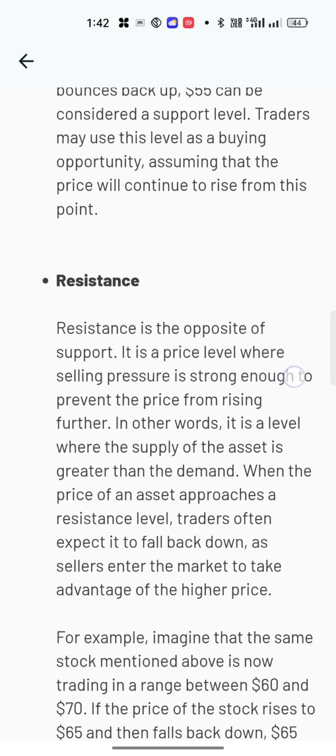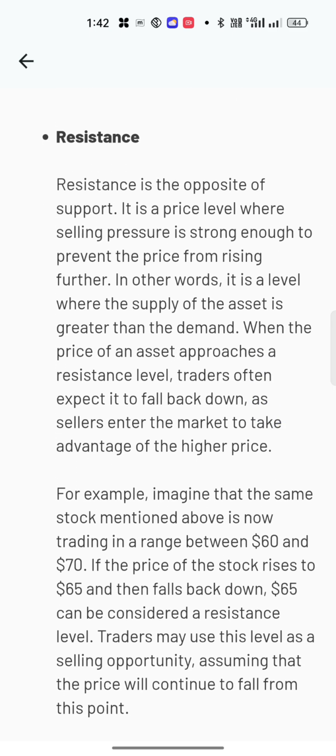Resistance. Resistance is the opposite of support. It is a price level where selling pressure is strong enough to prevent the price from rising further. In other words, it is a level where the supply of the asset is greater than the demand. When the price of an asset approaches a resistance level, traders often expect it to fall back down, as sellers enter the market to take advantage of the higher price.